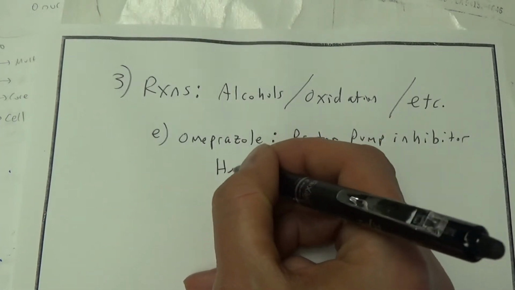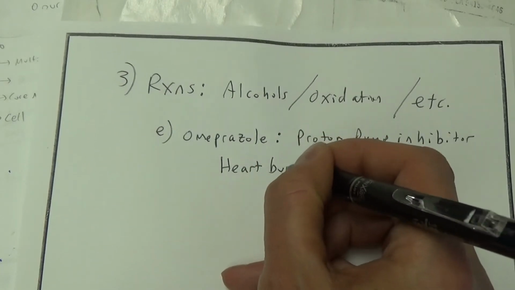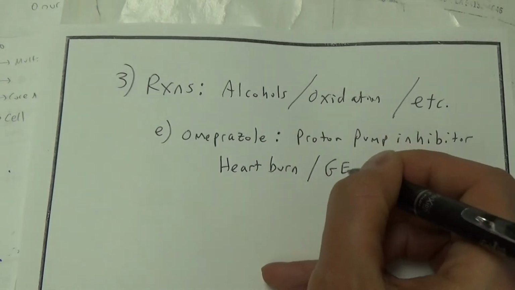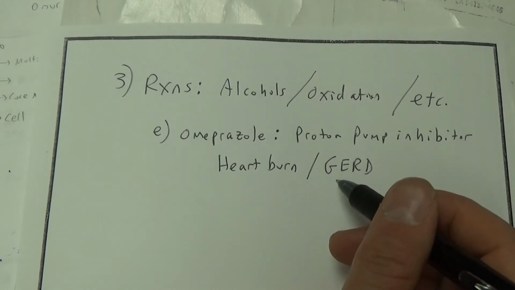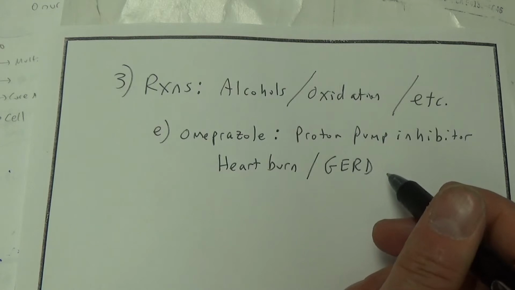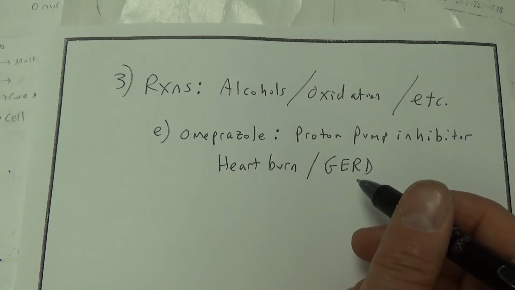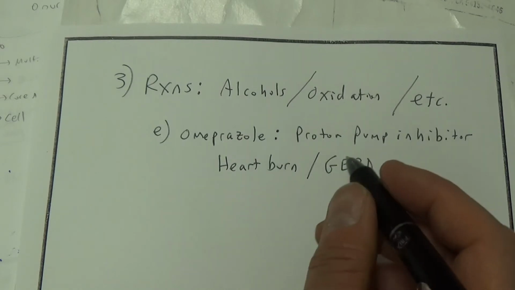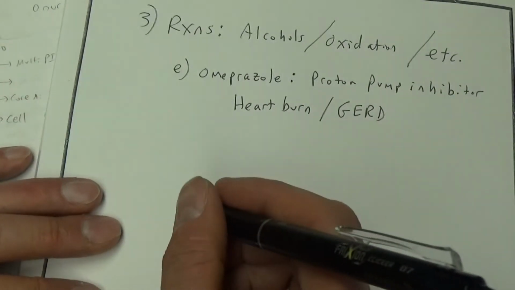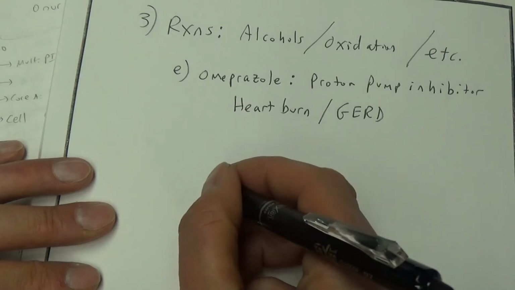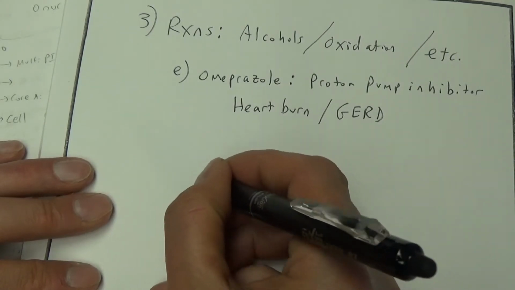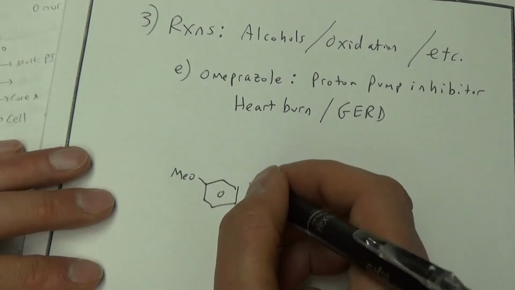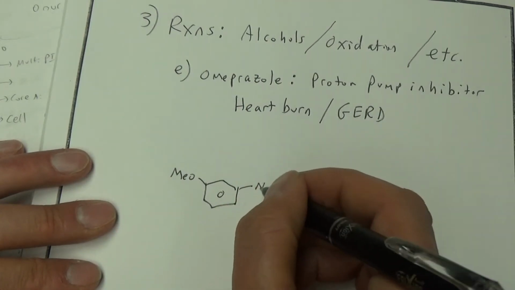So heartburn, GERD is that sort of general reflux in your digestive tract and your esophagus. And anyway, how do they make this? I'll draw the molecule and show the synthesis. It's pretty straightforward. This is an easy one. It's just one step, or two steps, I guess. Alright, so methoxy, draw the product below, and then the synthesis above.